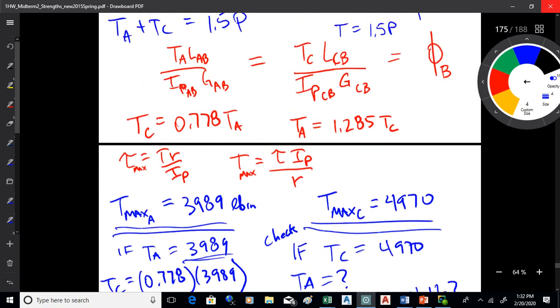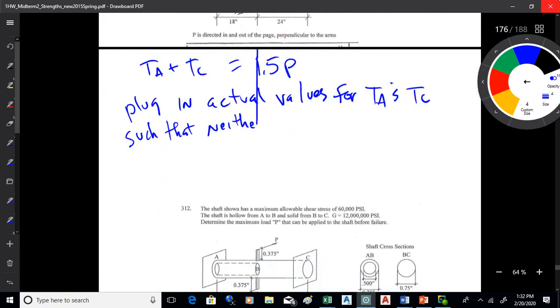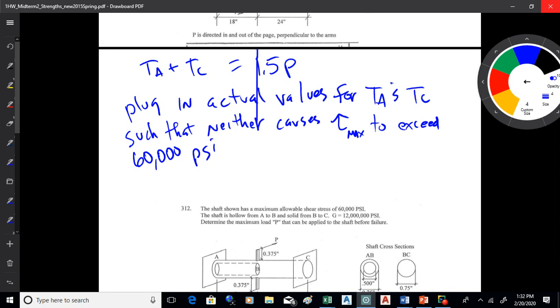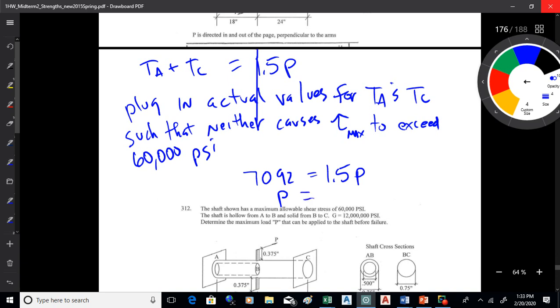Such that neither causes tau max to exceed 60,000 psi. Okay. And I think when you do that, you're going to end up with 7,092 is equal to 1.5 times P, and that will get you P. And P will be 4728 pounds.